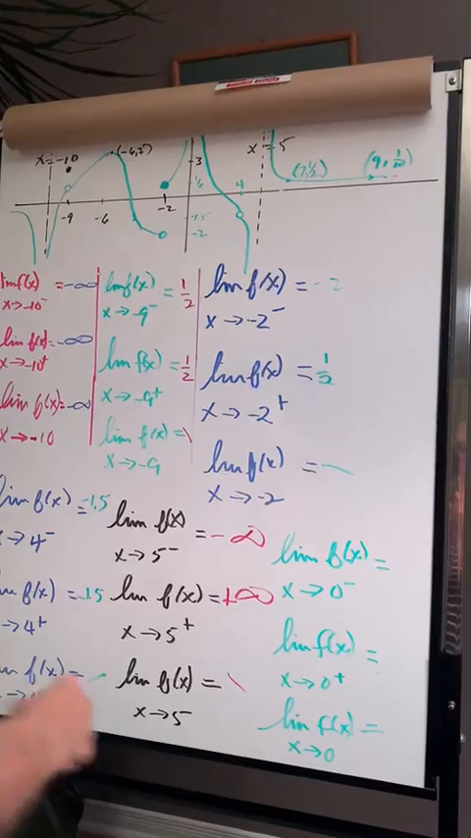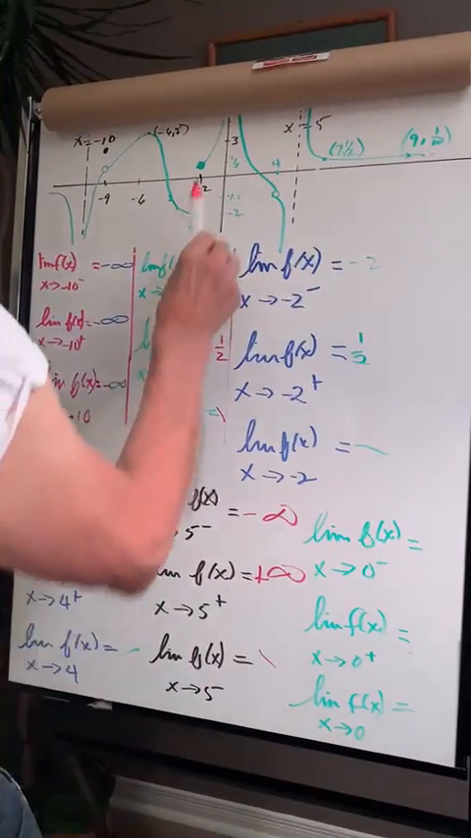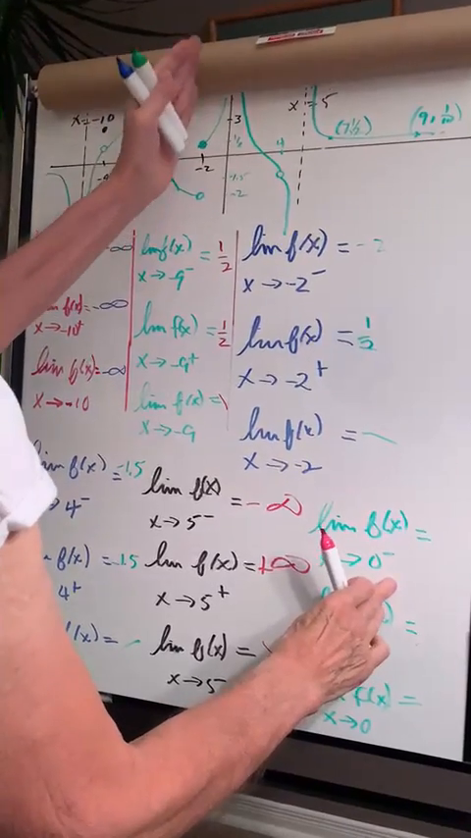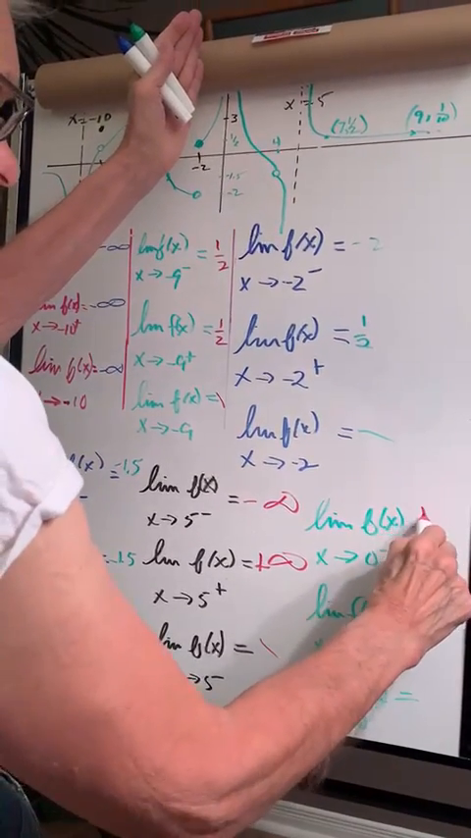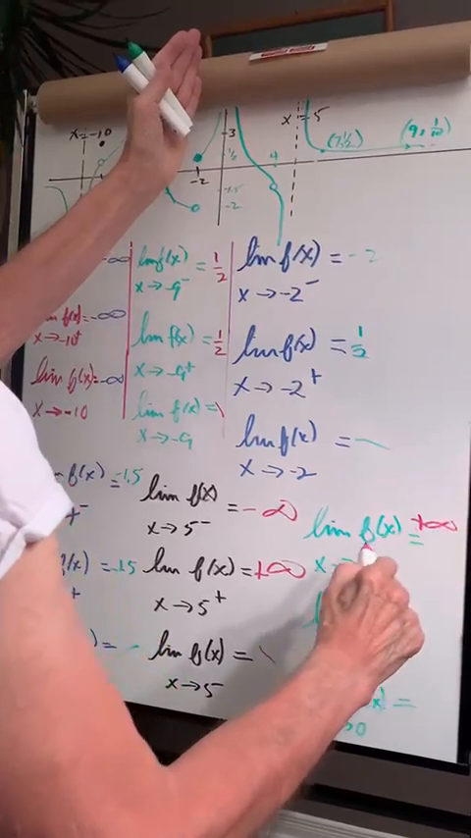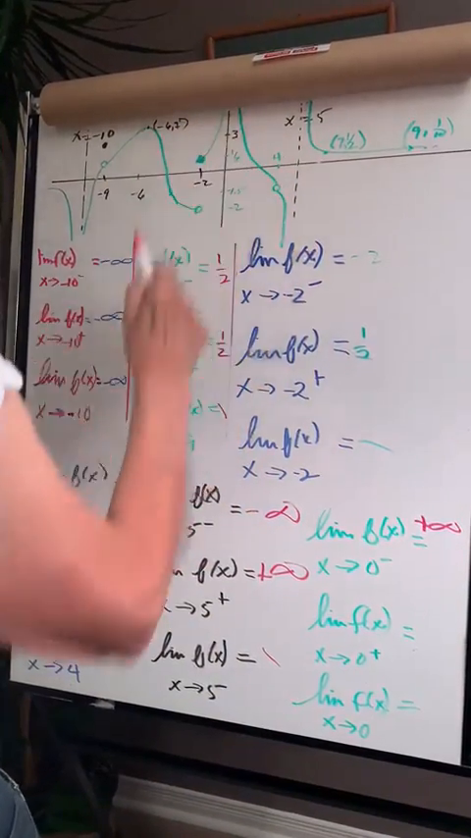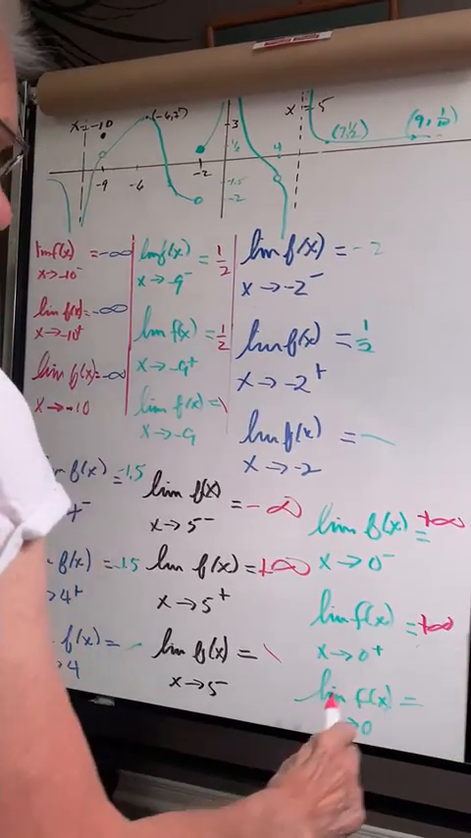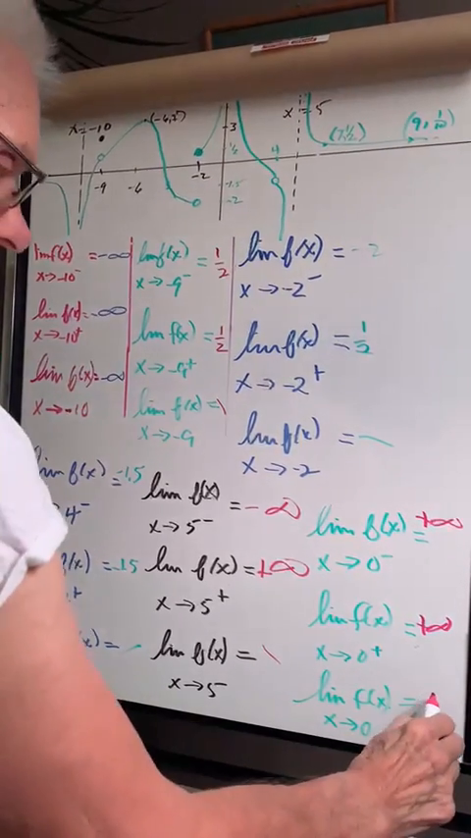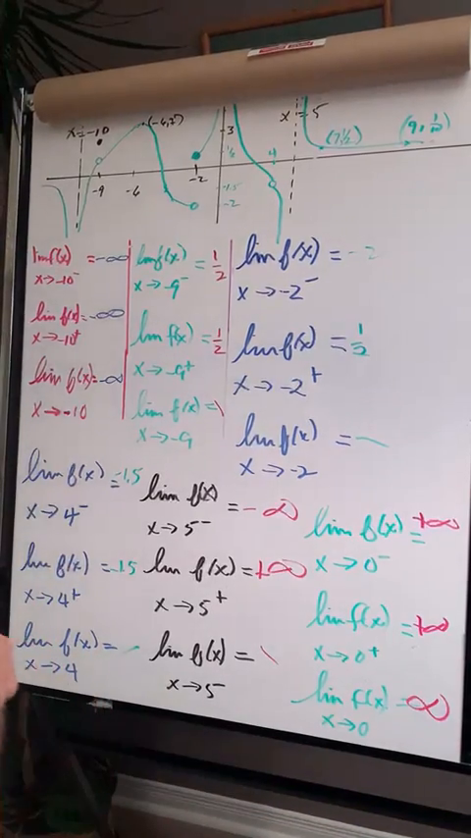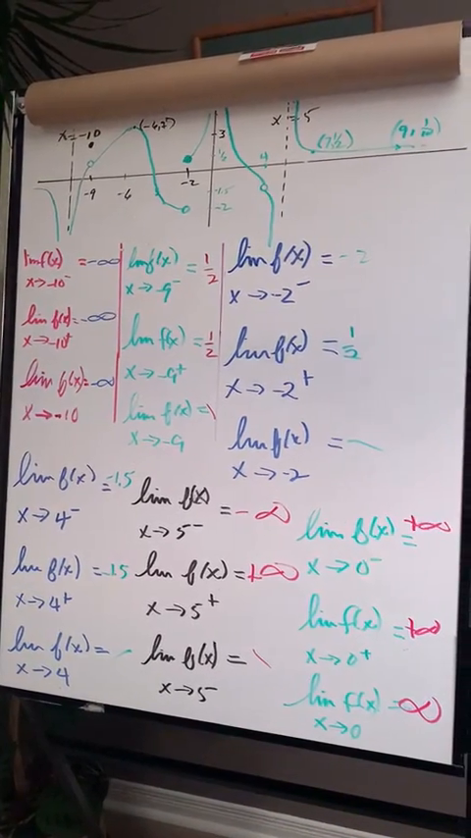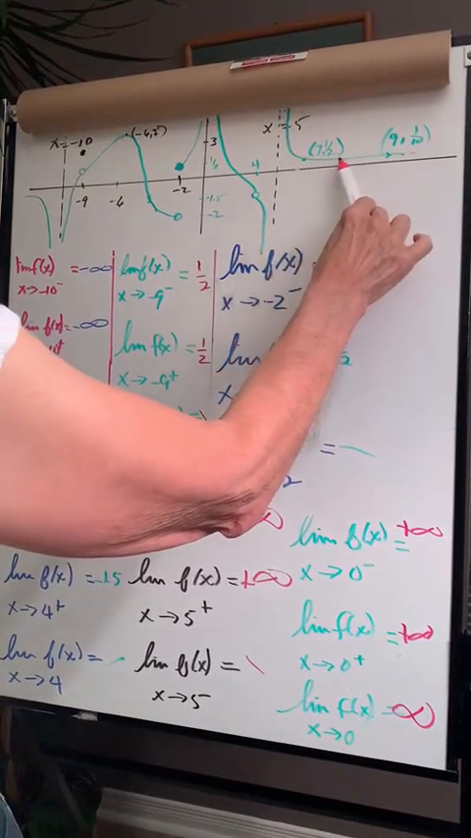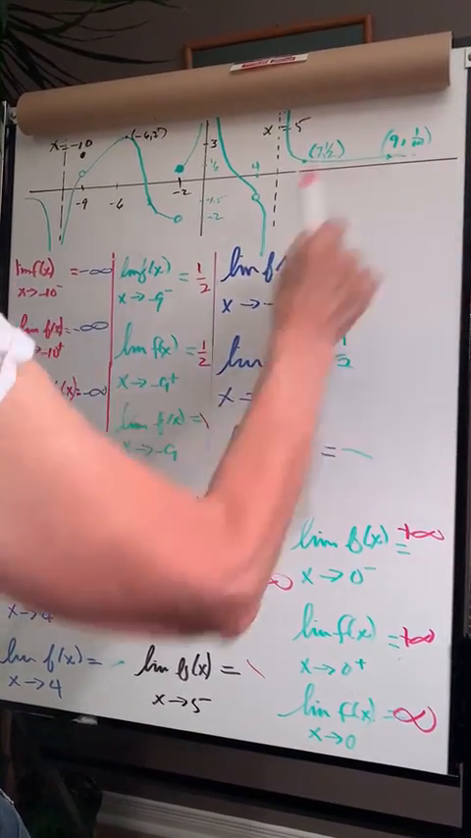Okay, now I went back to 0, which is over here. On the left-hand side of 0, it's approaching +infinity. And on the right-hand side, it's approaching +infinity. Therefore, the limit at 0 does exist, and it's +infinity. If I decided to take the limit at 7, the answer is a half. If I want to take the limit at 9, it's going to be 1/10.